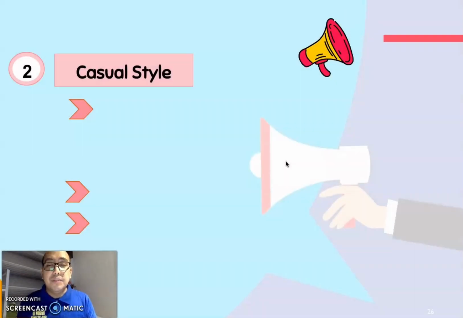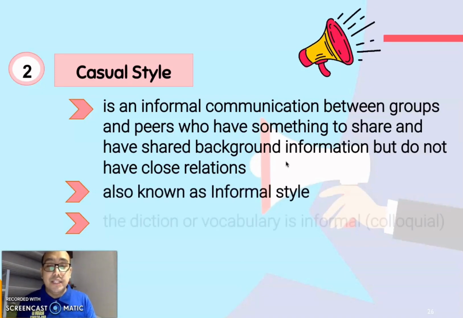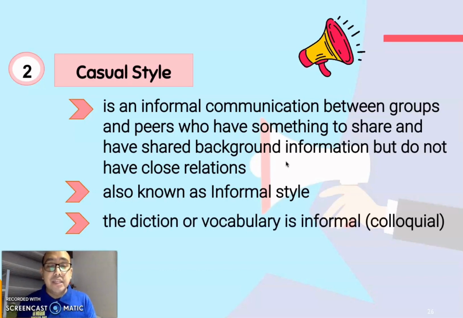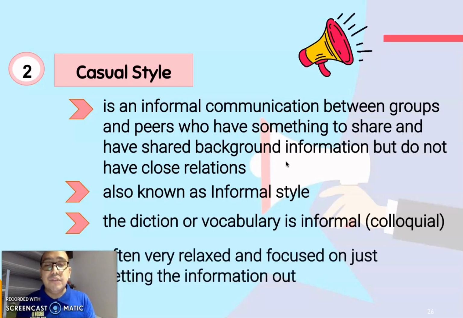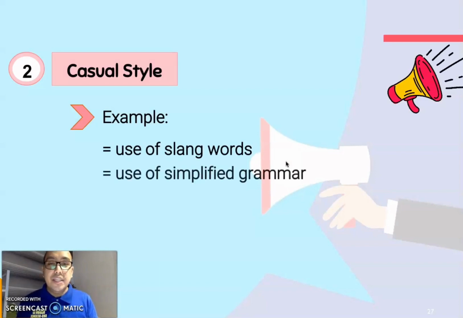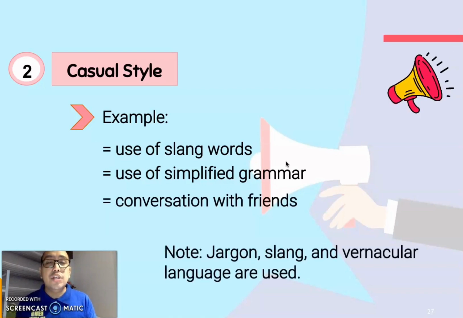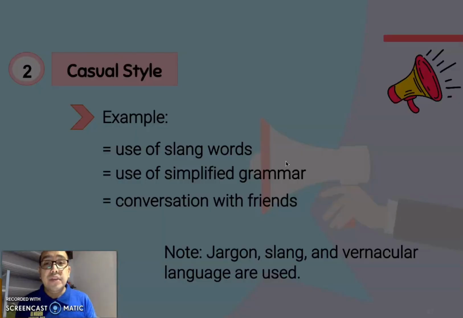The second type of speech style is the casual style. It is an informal communication between groups and peers who have something to share and have shared background information but do not have close relations. It is also known as informal style. The diction or vocabulary is informal or colloquial, and it is often very relaxed and focused on just getting the information out. So some of the examples are the use of slang words, the use of simplified grammar, conversation with your friends. And take note, jargon, slang, and vernacular language are used in this style of speech.